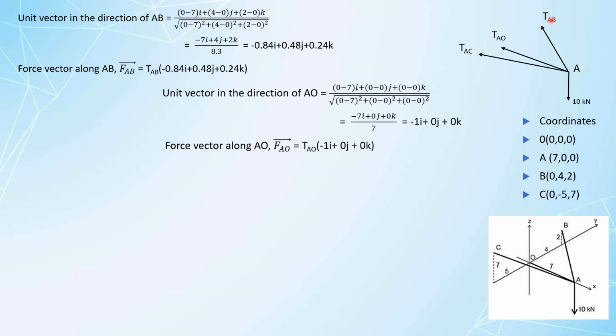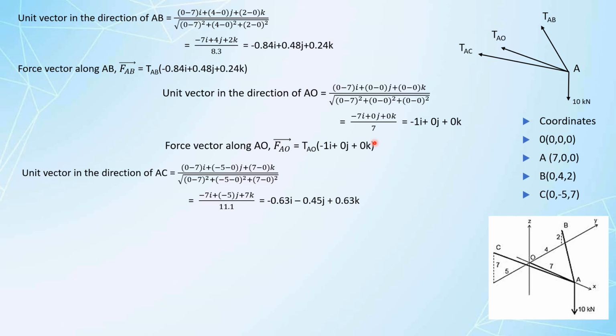Similarly, you can write for AC also. Unit vector in the direction of AC. It is C minus A. And on simplification, you will be getting this value. So this is the unit vector. How to write the force vector? Force vector along AC, FAC, is equal to magnitude TAC, taken as the magnitude, into the unit vector. So we have represented this force and this force in vector form.